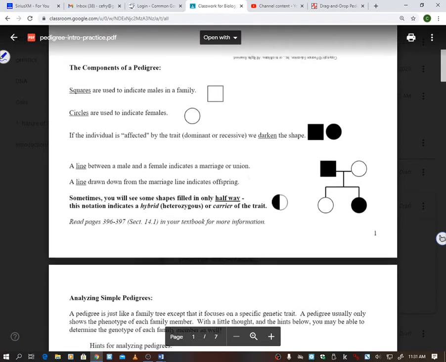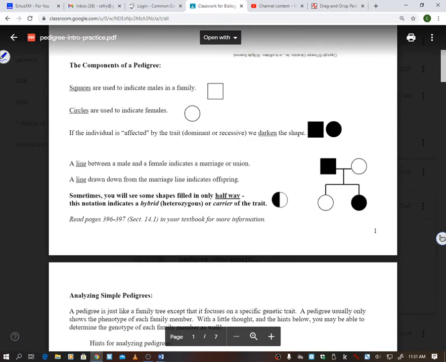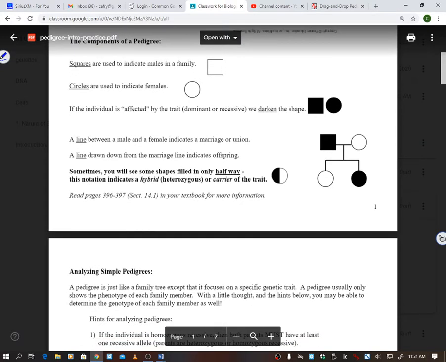Alright, so the components of a pedigree, they're just going over the same thing that I told you. Squares are males, circles are females. We darken the shape if it is affected by the trait. A line drawn from the marriage indicates offspring. And it even says sometimes you'll see shapes filled in only halfway. That means they're hybrid or heterozygous.